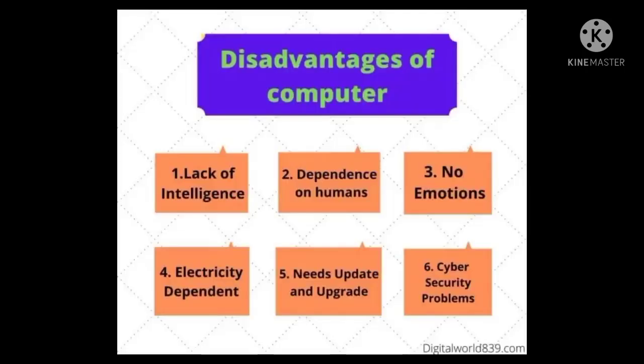Now let's move forward to the disadvantages of the computer system. We have here a lack of intelligence. The second one is it is really dependent on humans. The third one is no emotions, of course. The fourth one is electricity dependence. The fifth one is the need to update and upgrade. The sixth one is cybersecurity problems. That's all.